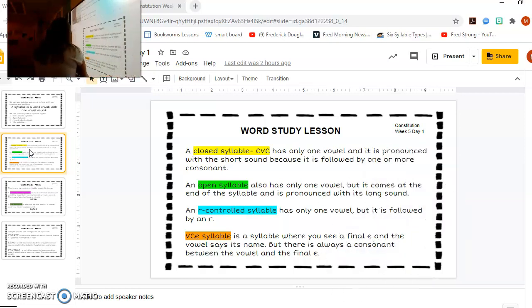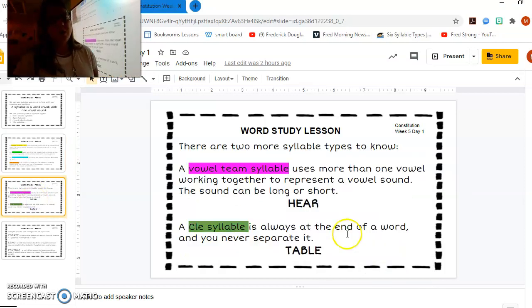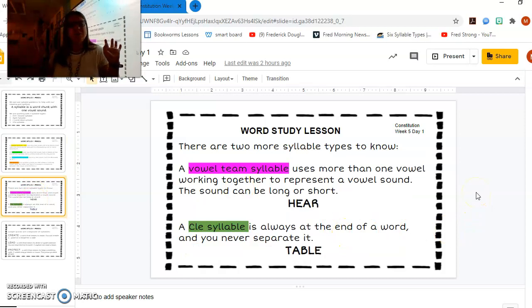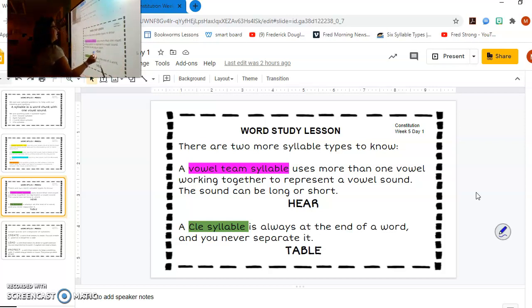Okay, so today, we have those 4 types, right? Today we're going to talk about 2 more, and that's it. We're only working with 6 syllable types in 3rd grade. So there are 2 more. The first one is called vowel teams. Vowel team syllable uses more than one vowel. We know that the vowels are A, E, I, O, U, sometimes Y. So there should be 2 vowels right next to each other in order for that pattern to have the vowel team. So we have the word here.